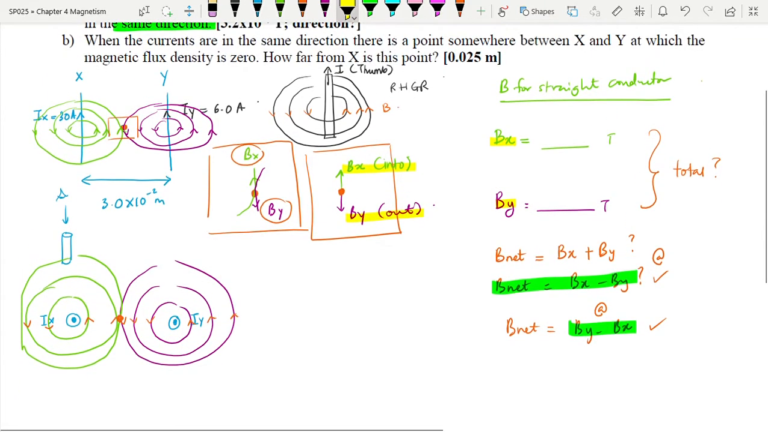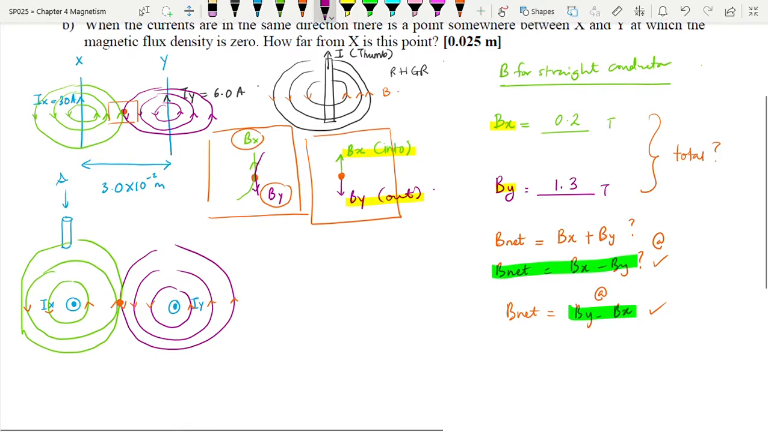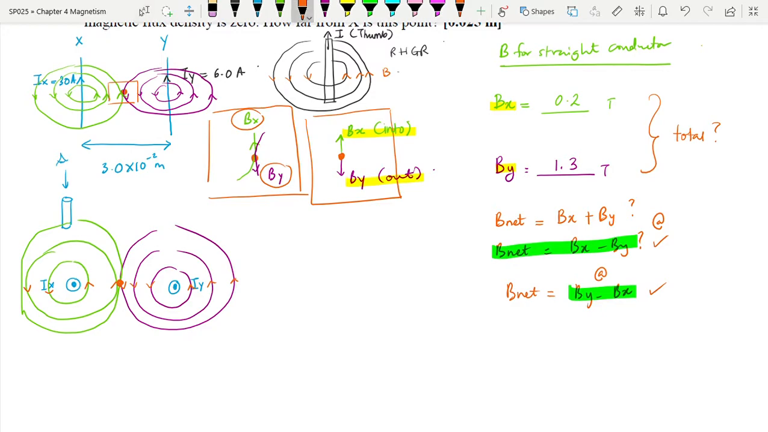Contoh saya bagi nilai. Okay, let's say saya bagi this is mungkin 0.2 Tesla. Contoh lah saya bagi nilai senang. Kat sini mungkin 1.3 Tesla. Okay, so dekat sini kita nampak BY is greater than BX. Okay, so usually kalau kita nak kirakan B net, ni example. Okay, so kita akan buat BY minus BX. So, kita tolakkan yang besar dengan yang kecil. Okay, end up, kita akan dapat 1.1 Tesla.